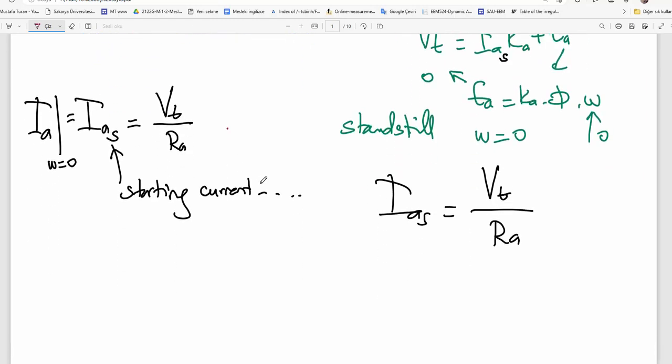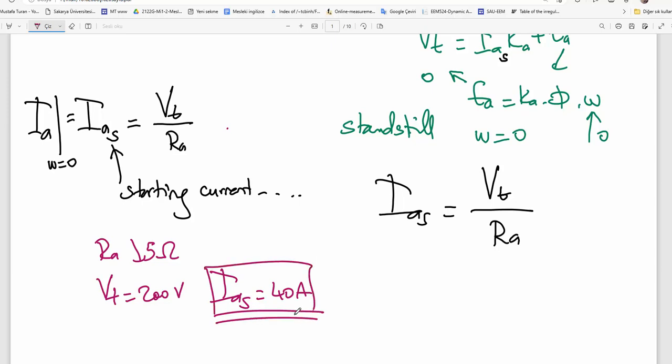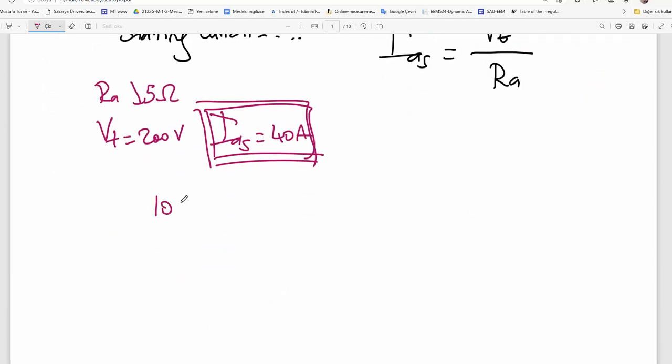First of all, there is a problem. Ra is generally a small resistance, just like a few ohms, let's say 5 ohms for example. So let's say terminal voltage is 200 volts. In such a case, the startup current would be 40 amps. It is generally 10 or more times higher than its rated armature current. It is a very large current. Startup current is approximately 10 times larger than rated current.